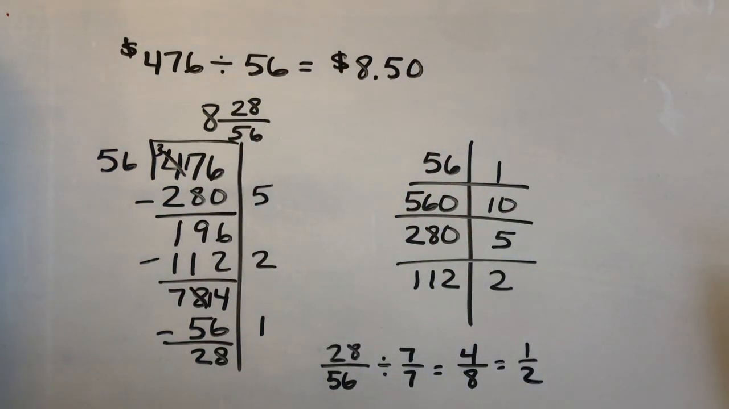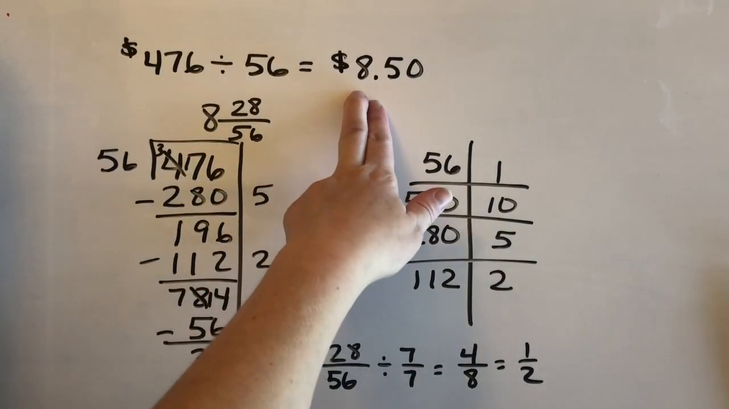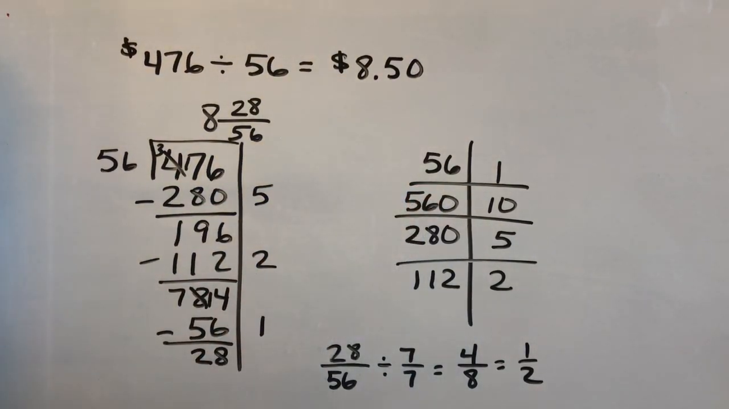So in this problem, we use the remainder because we could actually transfer it into decimal form. I hope these practice problems will help you when you are trying to figure out what to do with your remainders.